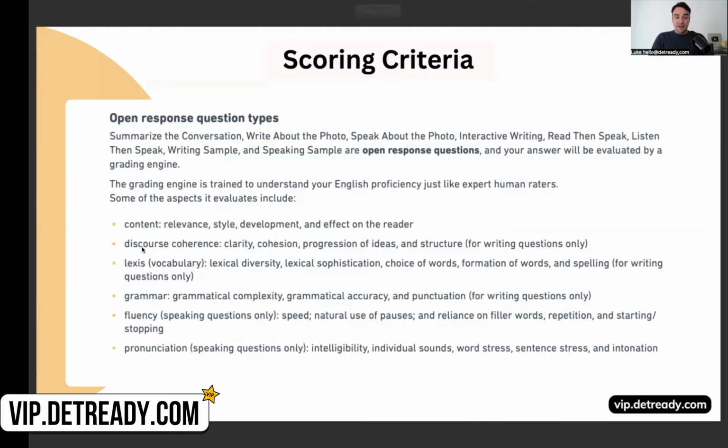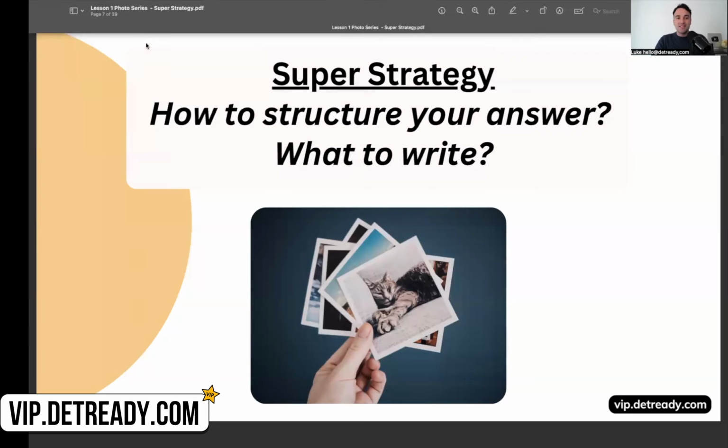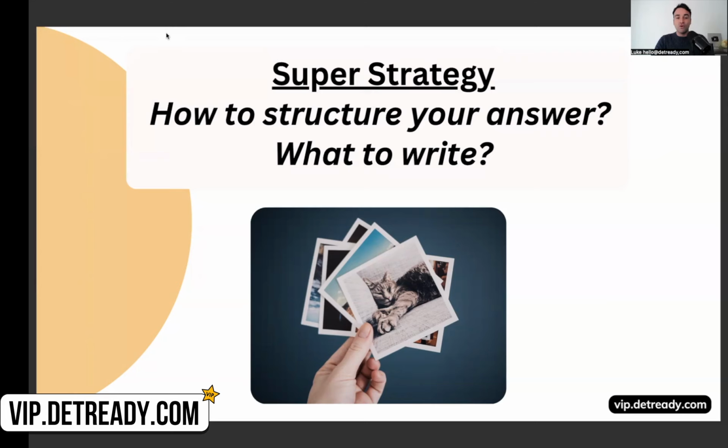Okay, so like I mentioned, discourse coherence here. Clarity, cohesion, progression of ideas, and structure. Today, all about structure. That's today's lesson. We'll do vocabulary and grammar another time, but today is all about structure. This is particularly important for describing a photo in a minute, because you haven't got long, but you need to write something that is logical and structured well. So that's today's lesson.